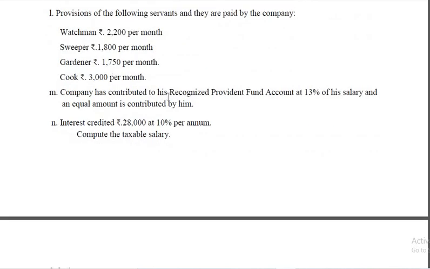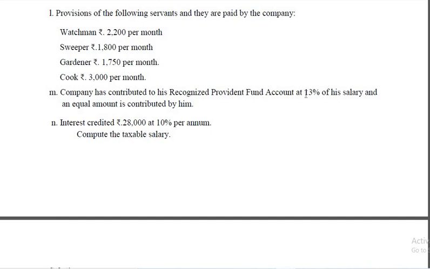The company has contributed to its recognized provident fund at 13% of his salary. An equal amount is contributed by him. For your information, the employer's contribution to recognized provident fund is exempt up to 12% of his salary. So here you have to find out what is 13% of his salary.